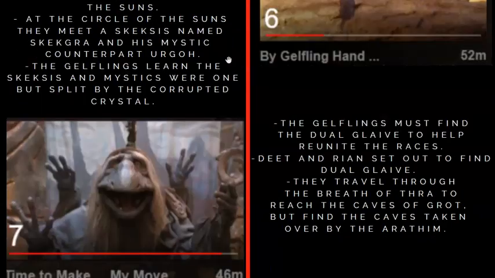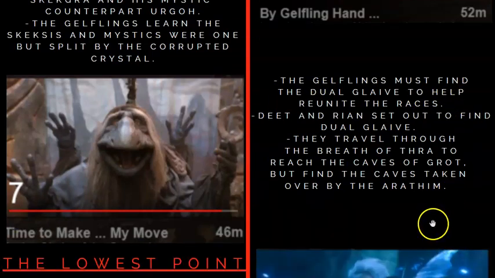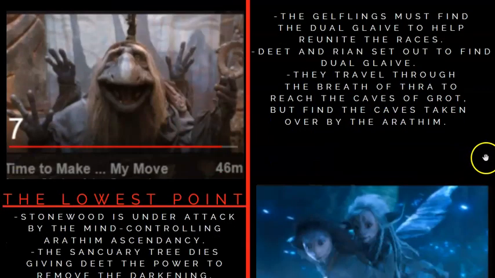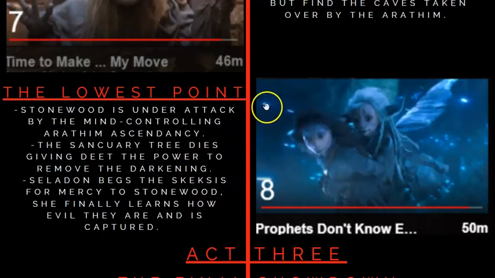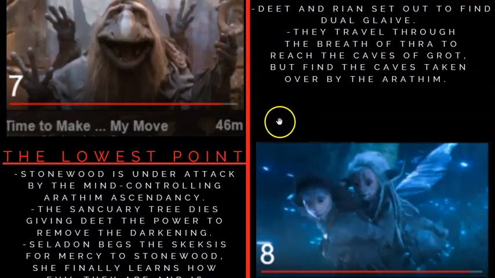They learn the Gelfling must find the dual glaive to help reunite the races. Deet and Rian set out to find the dual glaive. They travel through the Breath of Thra's underground cavern on their way to the caves of Grot to find the dual glaive. They find that the caves have been taken over by the Arathim, and the darkening is spreading everywhere. Creatures that used to be nice and docile are now aggressive. So the darkening is spreading.